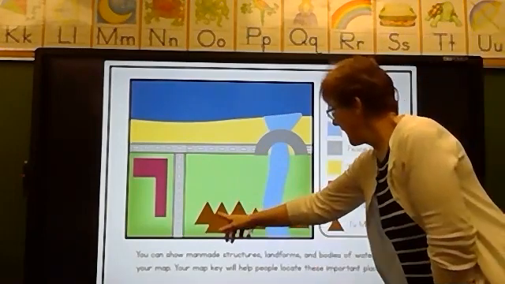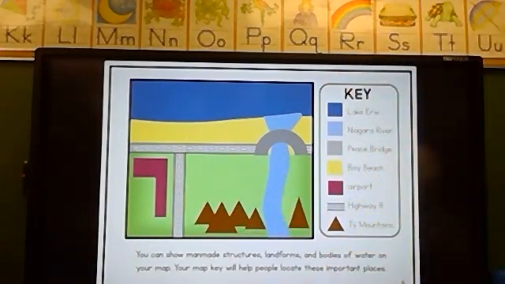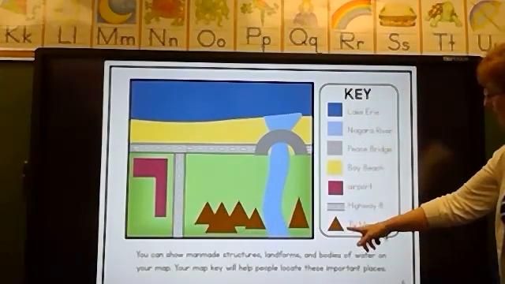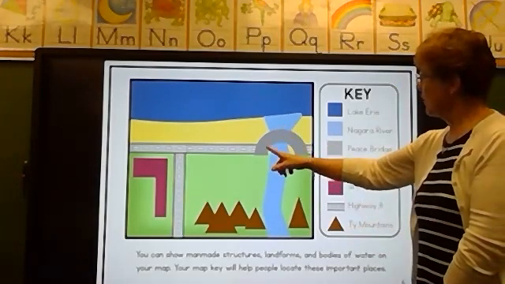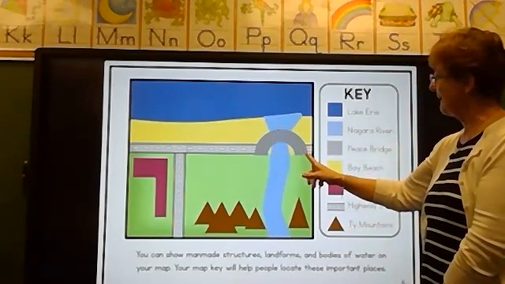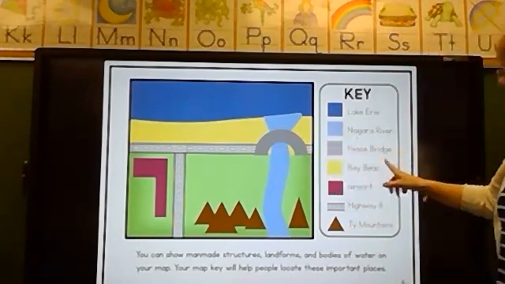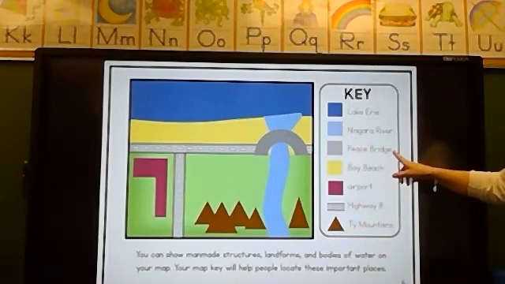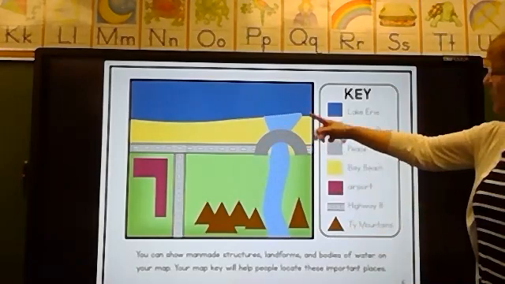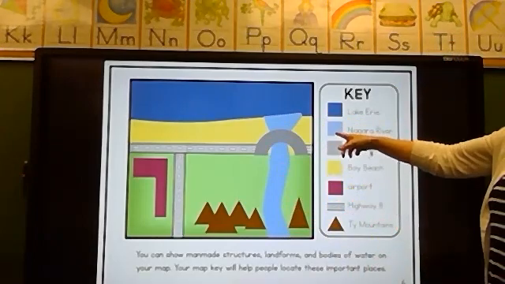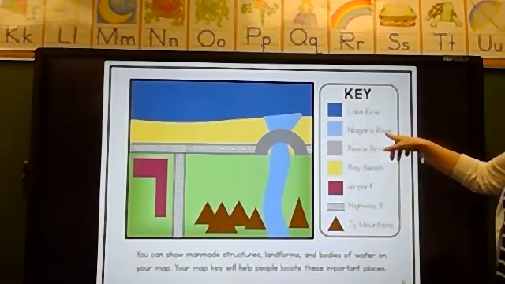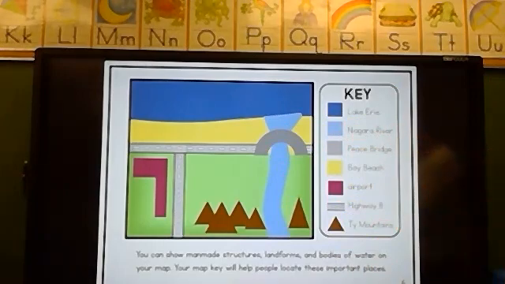So I look at these brown triangles and I come over on my map key. I see those are the Thai mountains, okay? And I'm not quite sure what this is, okay? So I come over and I look for that color on my key and it's the Peace Bridge. And I wonder what's going on under that Peace Bridge. So I look for that color. What is it? That's right, it's the Niagara River, okay?